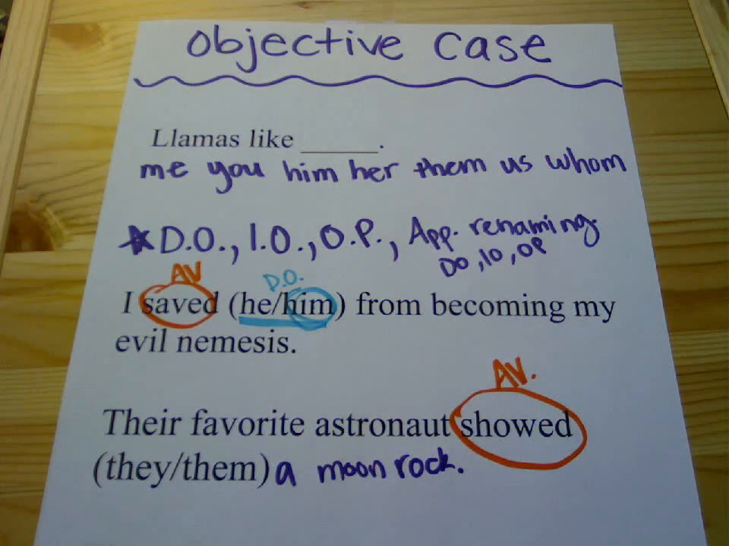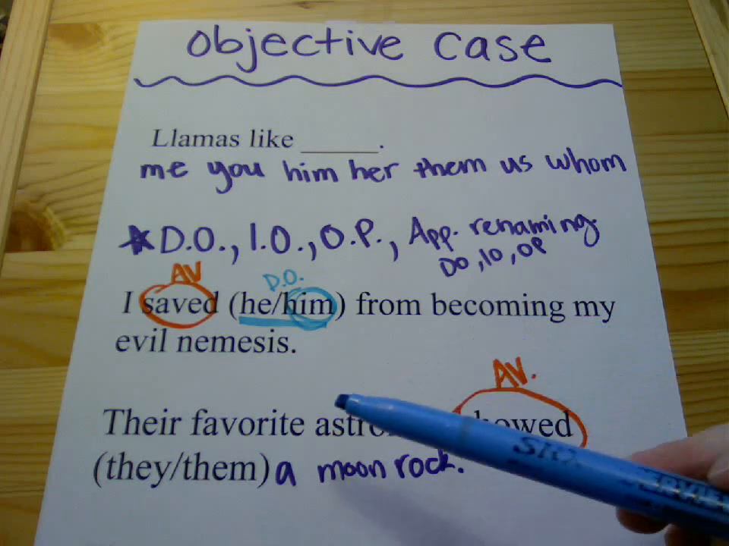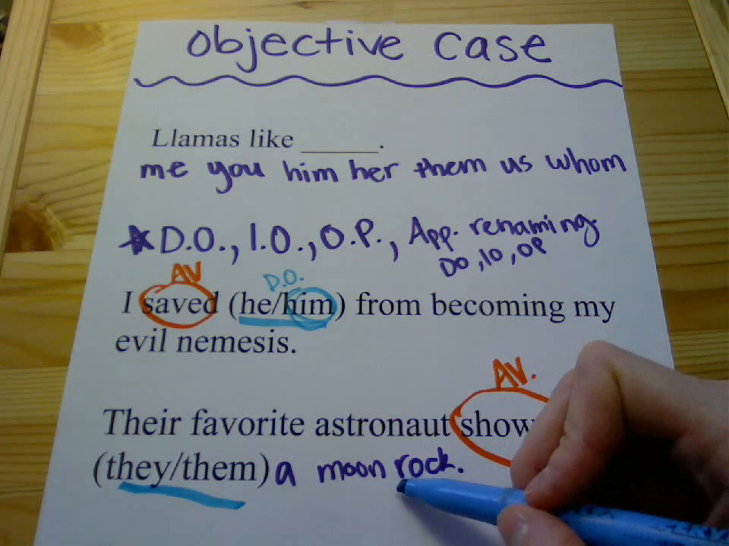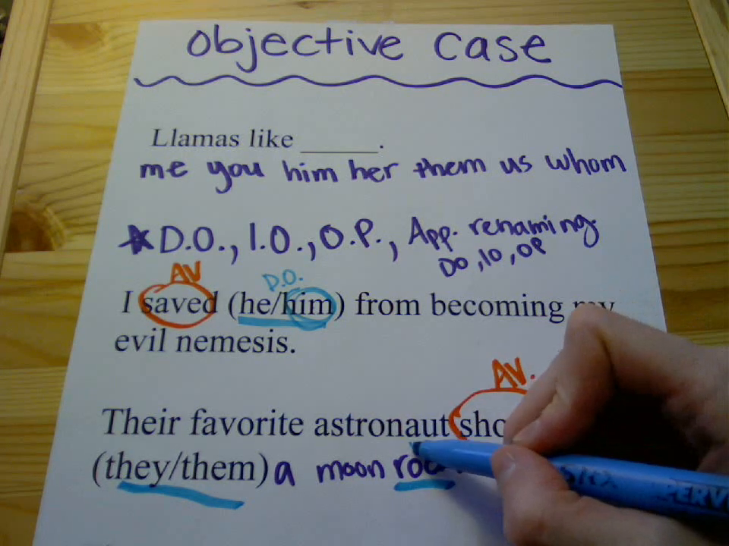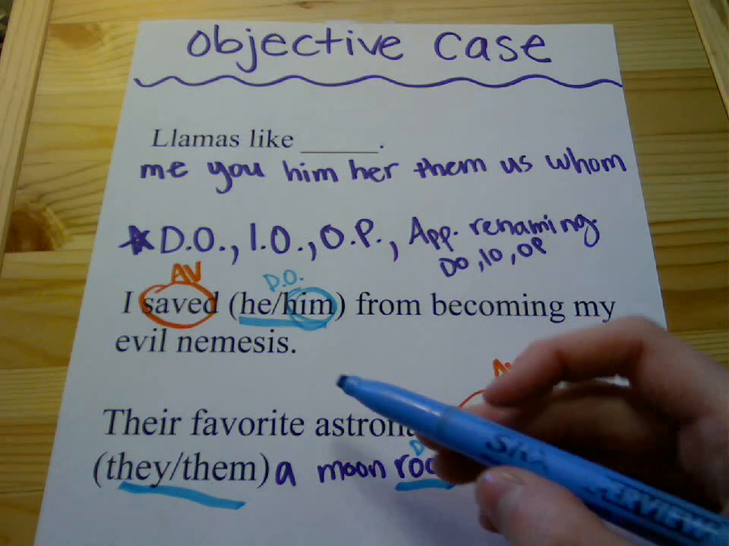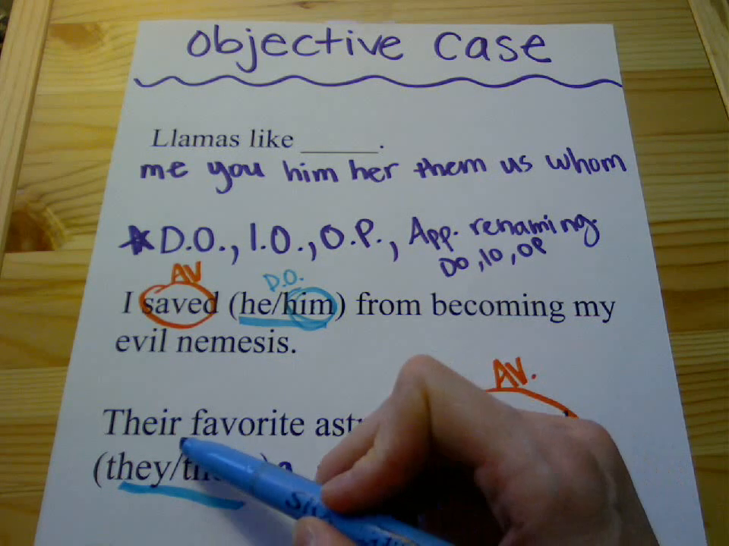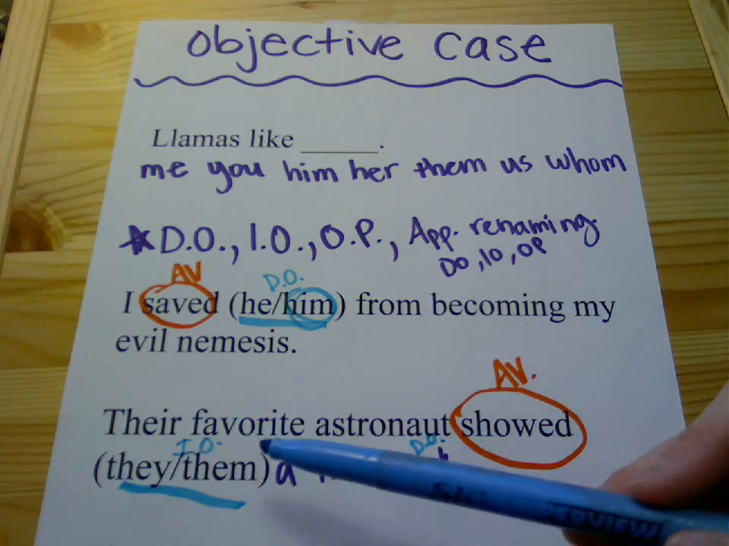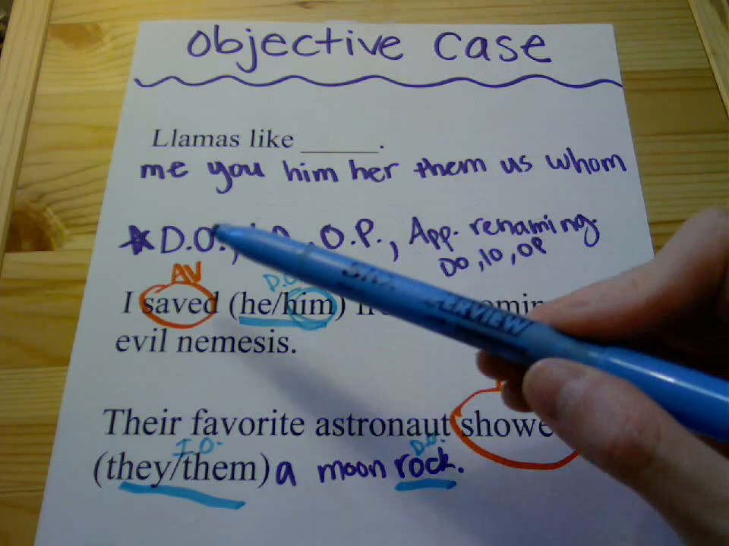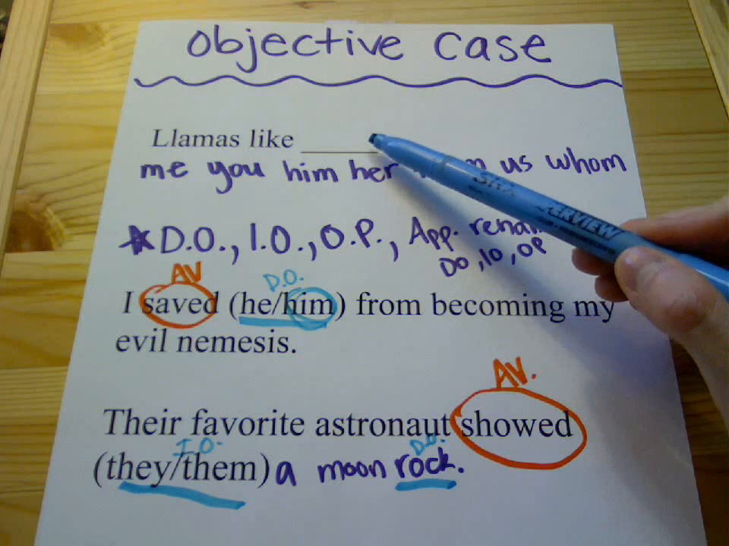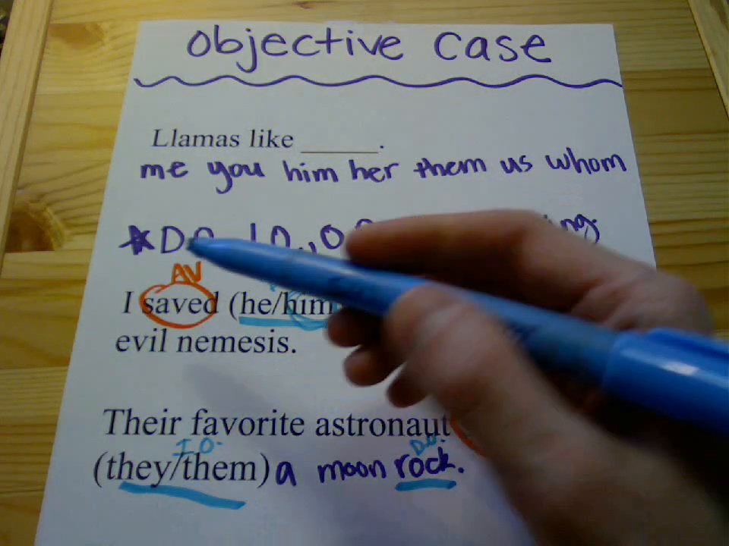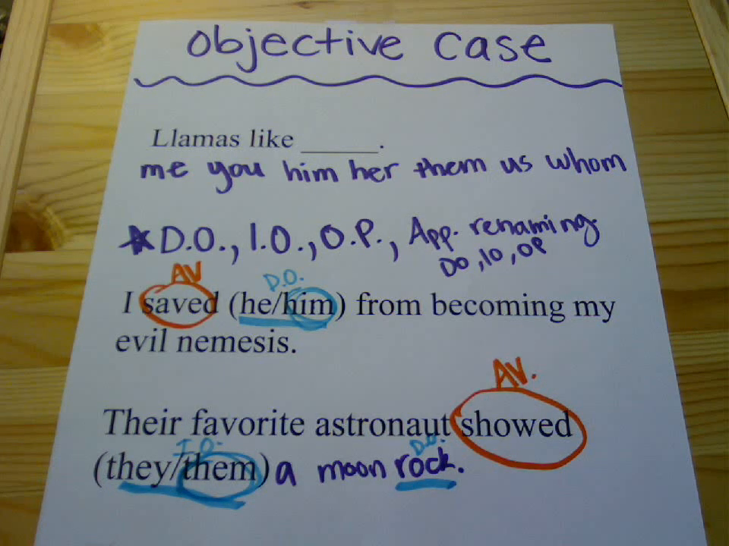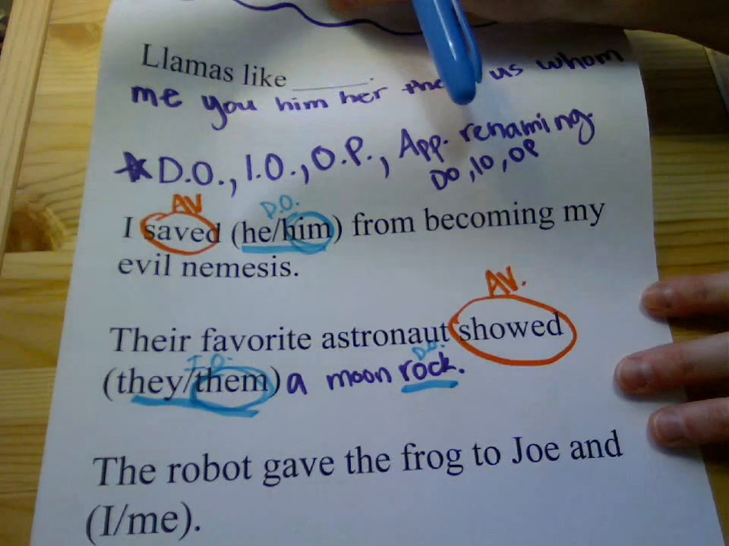Okay, so showed is our action verb, and their favorite astronaut showed what? Well, it showed a rock, right? A moon rock, direct object, to they or them. So here, this is our indirect object. So indirect object means objective case. Is it llamas like them or llamas like they? It's llamas like them. So their favorite astronaut showed them a moon rock. All right, now I'm going to move this paper up a little bit.